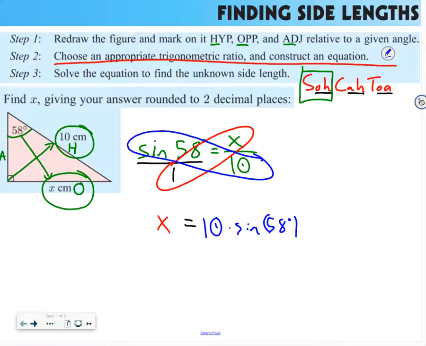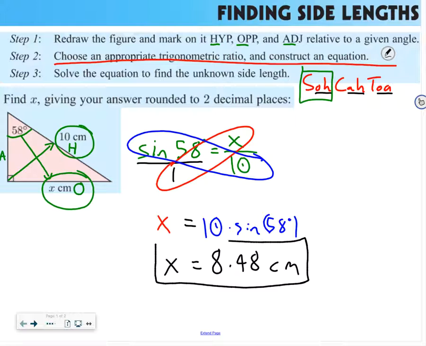Okay, using my calculator, I already have x by itself. So I can do 10 times the sine of 58, and that's equal to 8.48. Since I'm dealing with geometry, I'm thinking about units, and this is centimeters. This answer should make sense because it's shorter than my hypotenuse, and proportionally it seems to be about right.